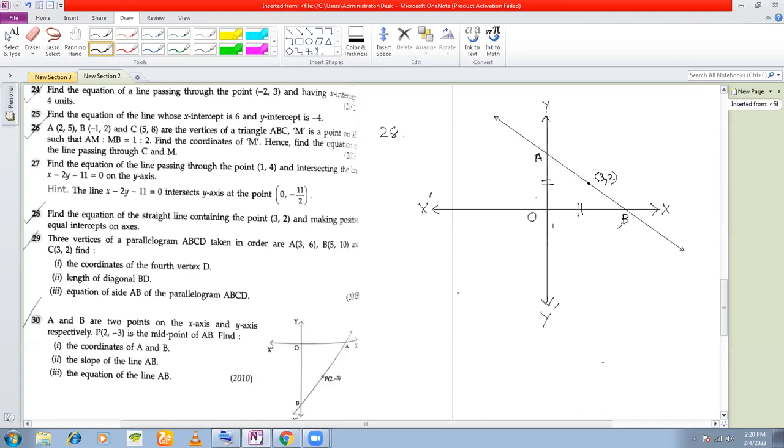Now, if you see, what kind of a triangle is this? This triangle AOB is an isosceles right angle triangle, right? Now, if this is an isosceles right angle triangle, this angle is 90 degree, and if the other two are equal, this angle must be 45 degree, and this angle must also be 45 degree, right?